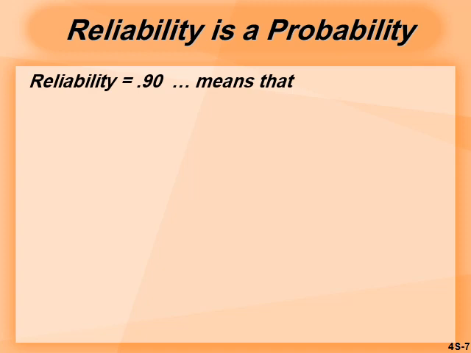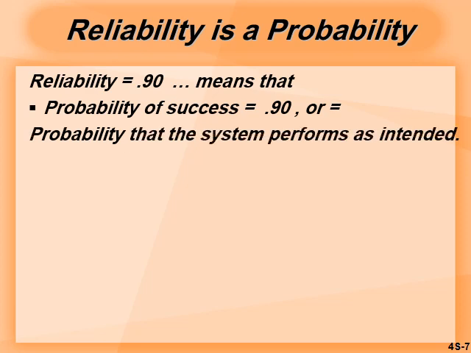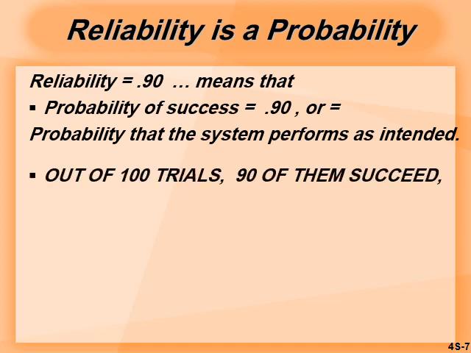When we say reliability is 0.9, it means that the probability of success in performing its intended function is 0.9, or the probability that the system performs as intended is 0.9. How have we determined such 0.9? We have conducted 100 trials. Out of the 100 trials, 90 were successes. This means that 10 of the 100 trials were considered failures.